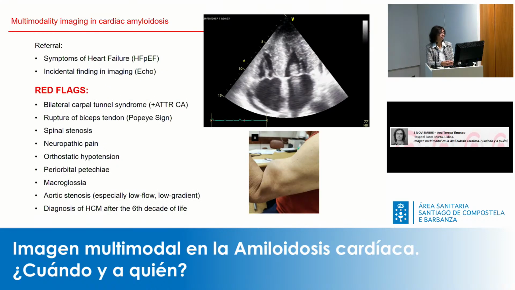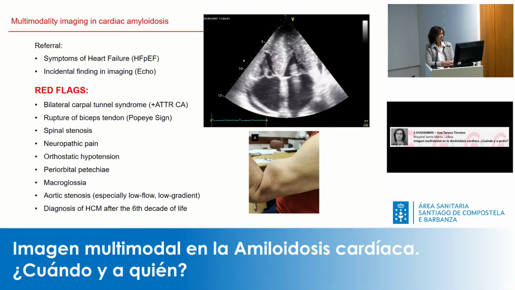However, I'm here to talk about imaging. Usually patients are referred due to symptoms of heart failure, usually HFpEF, or it can be an incidental finding in imaging, usually echocardiogram. It's important when we evaluate those patients to check for clinical red flags such as bilateral carpal tunnel syndrome, more frequent in ATTR cardiac amyloidosis. This is a curious phenotype that represents a rupture of the biceps tendon, called the Popeye sign because it looks like Popeye. For those who know what Popeye is.